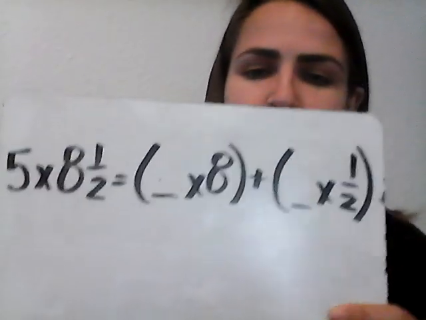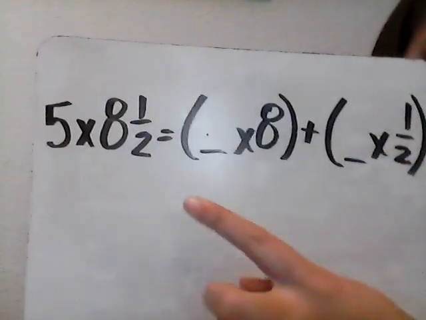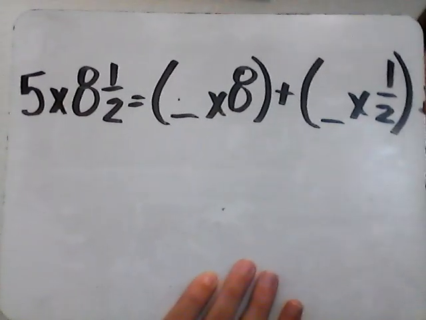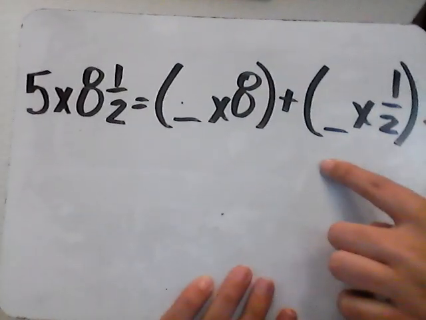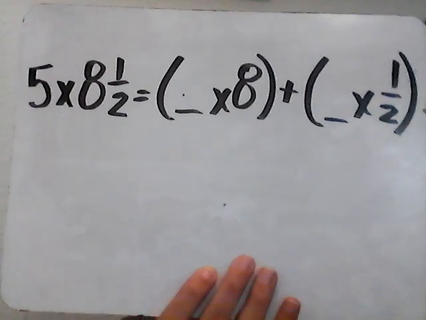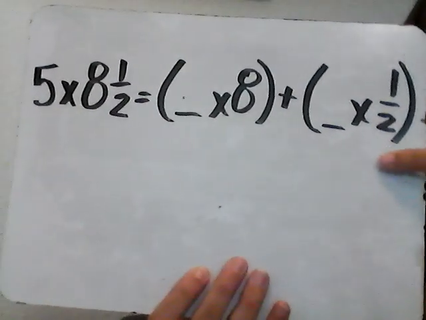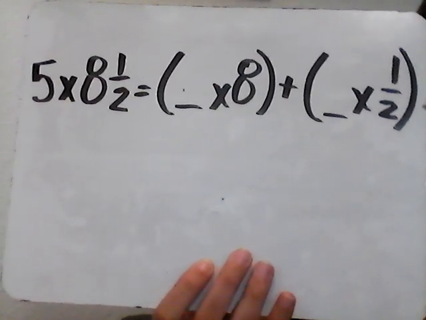So before we dive in to trying a problem on our own, which you're going to do on Padlet, I want you to take a look at this problem. This problem is using the distributive property. However, there are some numbers that are missing. I would like for you to pause the video and think what numbers should go in those spaces. We have 5 times 8 1/2, and then we see two different groupings: a number times 8 plus a number times 1/2. Pause the video for a moment and think to yourself, what number should go in the blanks?